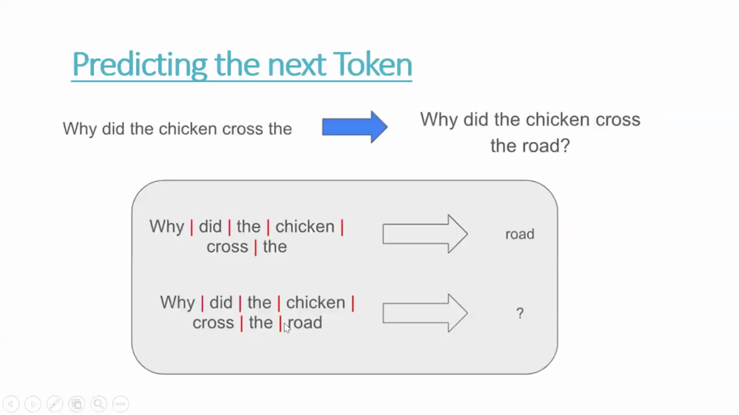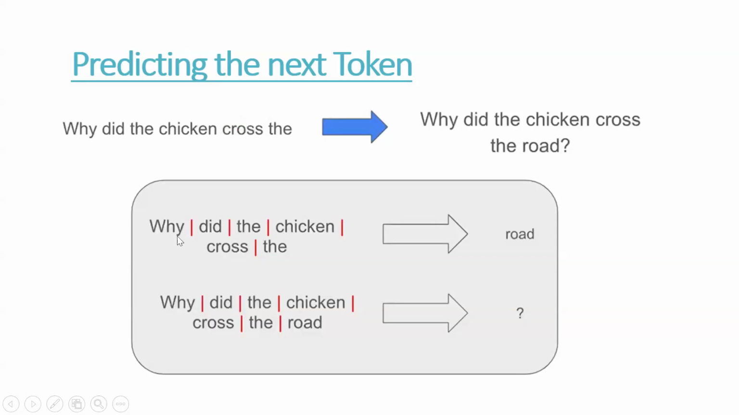I will just explain it here. Let's say I have the sentence, "Why did the chicken cross the?" If this is my input sentence and I pass it to my model, it will try to find which word fits best, which has the highest probability to follow this sequence.